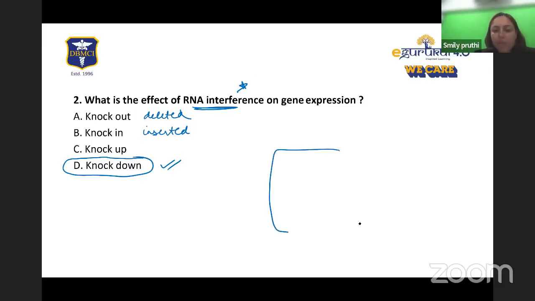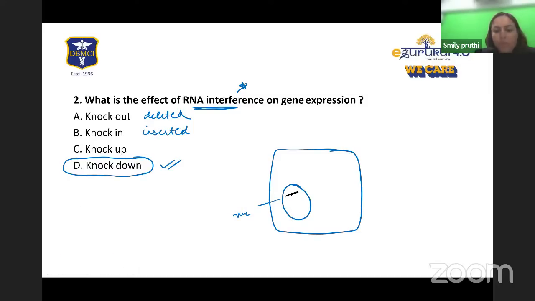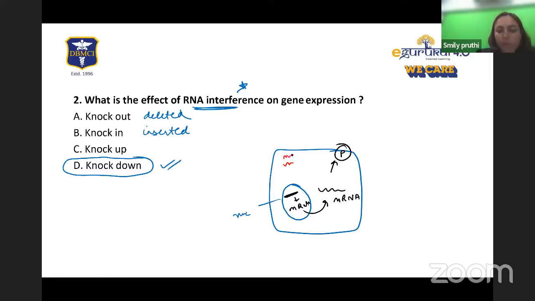Here what happens is that there's a cell, and this is the nucleus. So if this is DNA, DNA will make mRNA. This mRNA will come out here and will make protein in the cytoplasm. Now, microRNA, I'm going to make in red, miRNA, microRNA. It is a small size RNA.